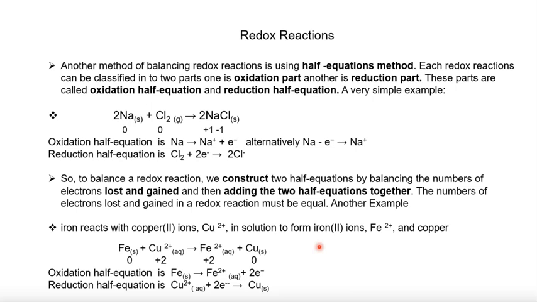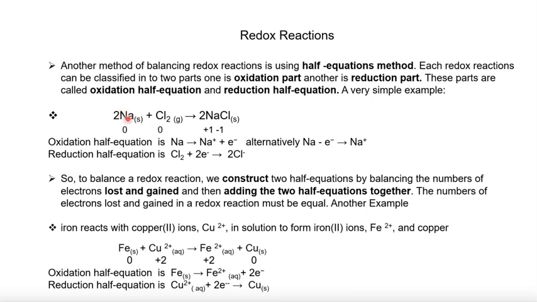And if you remember, we have been balancing redox reactions by changing oxidation numbers. Now we are balancing redox reactions by the oxidation half equation and the reduction half equation. Let's take an example. Here is sodium metal reacting with chlorine gas, giving sodium chloride solid, table salt. We find out in this reaction which part is oxidized and which one is reduced.